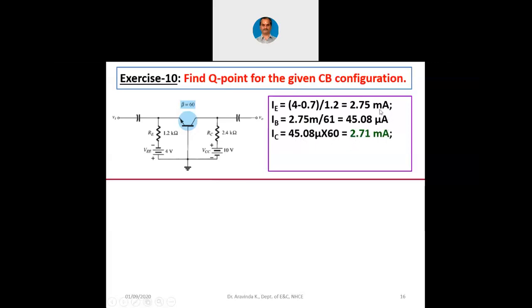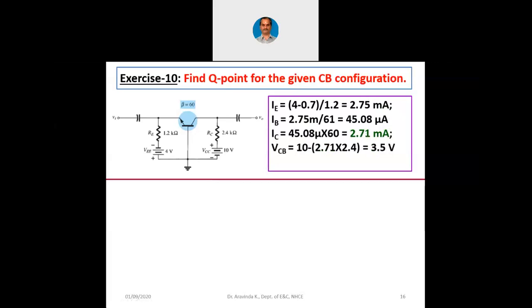You can see a small difference between IE and IC. In most cases, we can approximate them. Here the difference is only 0.04 milliamps or 40 microamps, that is in terms of the IB itself. So IC is 2.71 milliamps. We got one coordinate of the Q point.